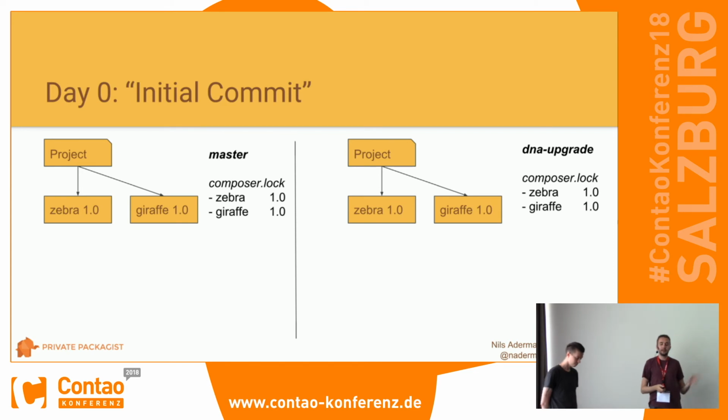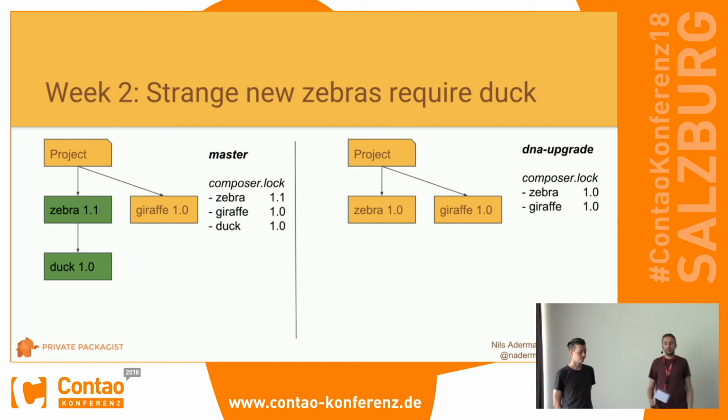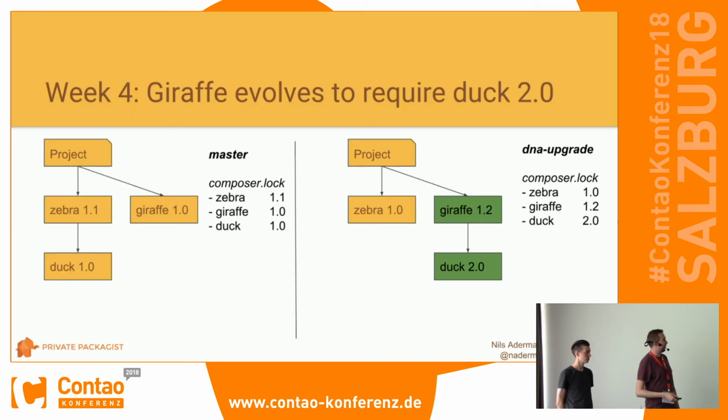The reason that this happens, I'll try and explain here, is in my example, there's a master branch, with this made up example of some animals as packages. And I have my branch on the right that I'm working on called DNA upgrade. Now, a colleague of mine is working on the master branch, and they're upgrading Zebra, which now has a dependency on Duck 1.0. At the same time, I'm still working on my branch. A week later, Duck 2.0 gets released. And a little while later, I decide to upgrade Giraffe 1.1 to Giraffe 1.2, which now depends on Duck version 2, this great new Duck release.